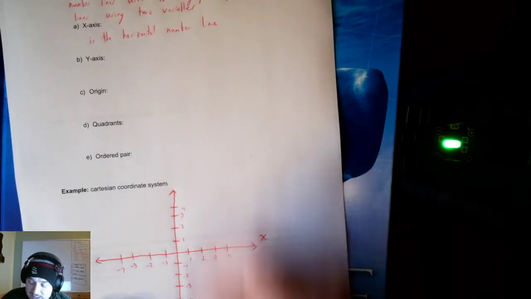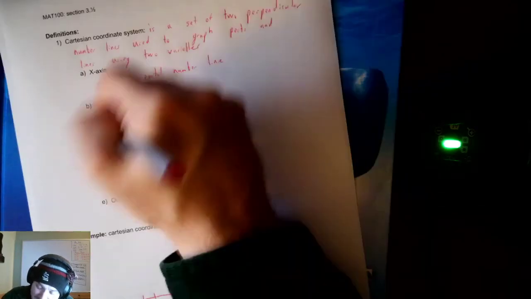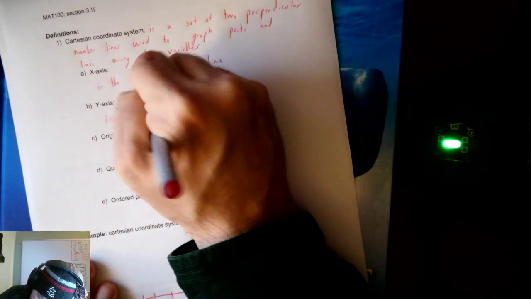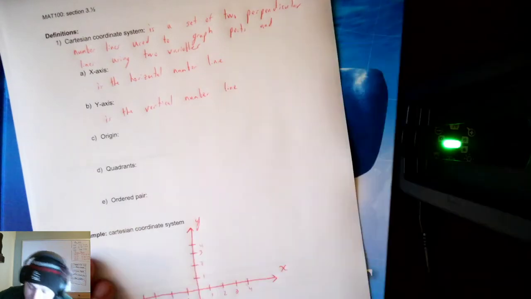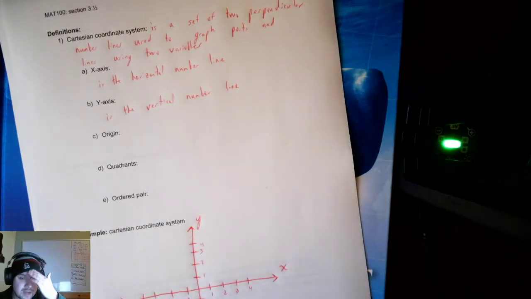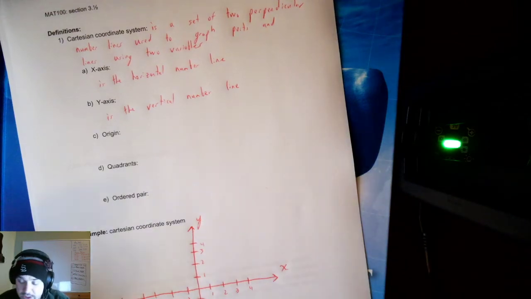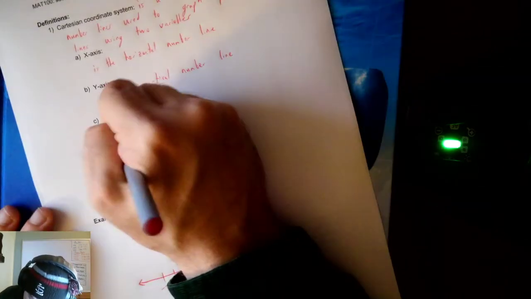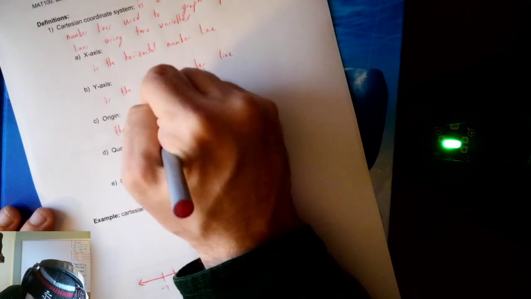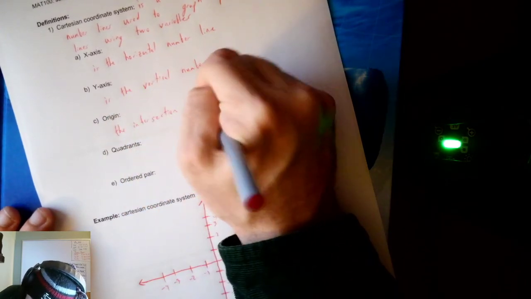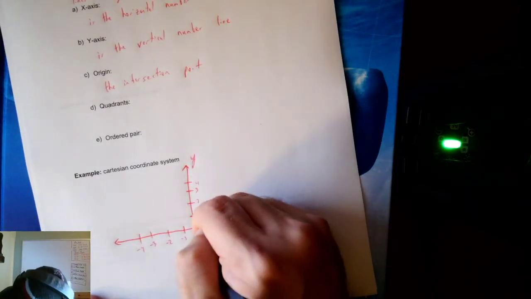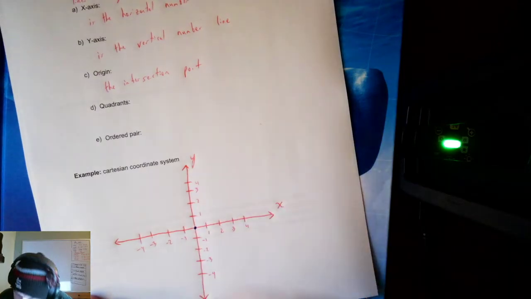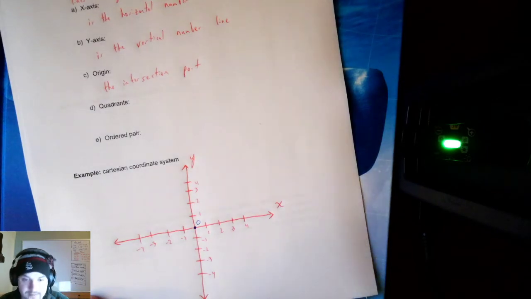The y-axis is the vertical number line. So the x-axis is the horizontal, the y-axis is the vertical number line. The origin is the intersection point. The origin is right here. Right there, that's the origin. Sometimes people might label it with the letter O for origin.